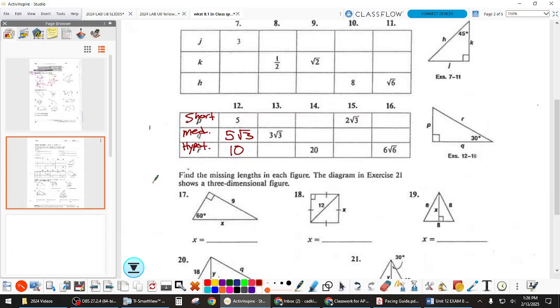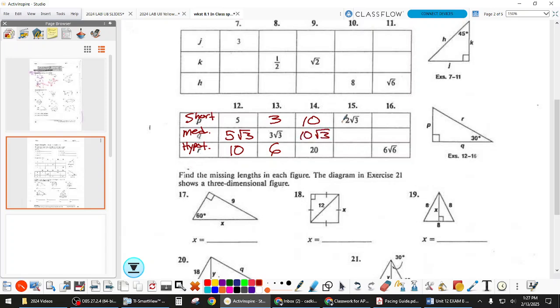Good? Okay. If we're given the medium, how do we get short? Let's start there. Divide by root 3, which just takes it off in this case. So it's 3. Then go short to hypotenuse. What do you get? It's just double. Yep, so 6. Okay. Now we're given the hypotenuse. Let's go short first. For given hypotenuse, what's the short side? 10. And then short to medium? 10 root 3.